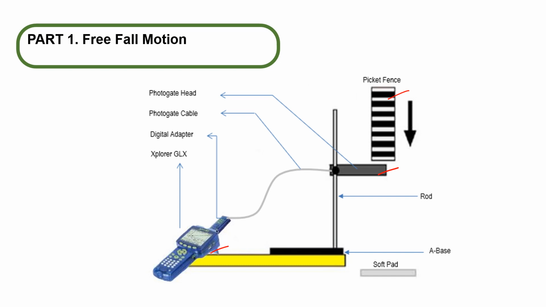So what we need to do here is just to drop the picket fence in the Photogate head, and the Photogate head will measure the position, which is the vertical displacement, and also the velocity of the picket fence. And then the position and also the velocity will be recorded in the Explorer GLX.